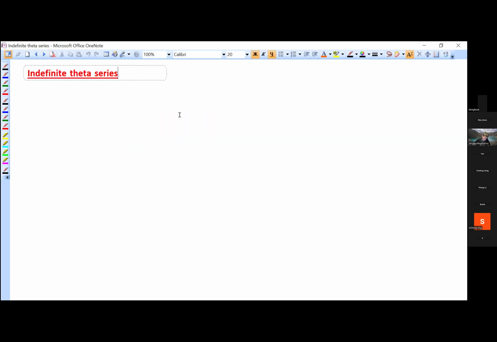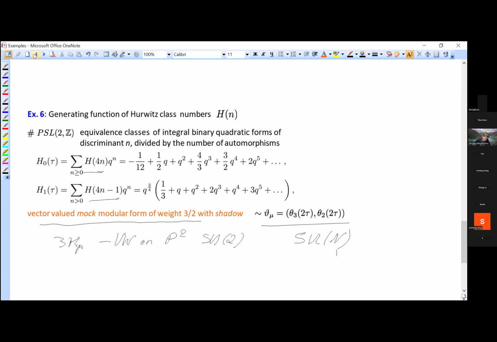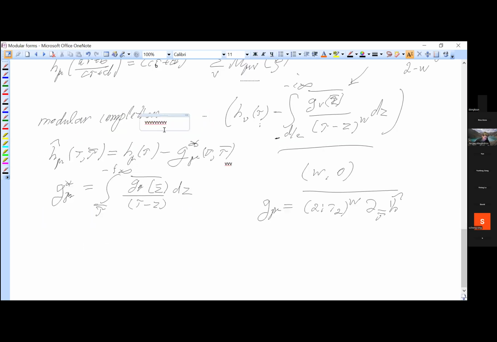Okay, and also two more generalizations which I need to explain to you. First of all, here I defined just the usual notion of mock modular form, but we also need the so-called mixed mock modular form.